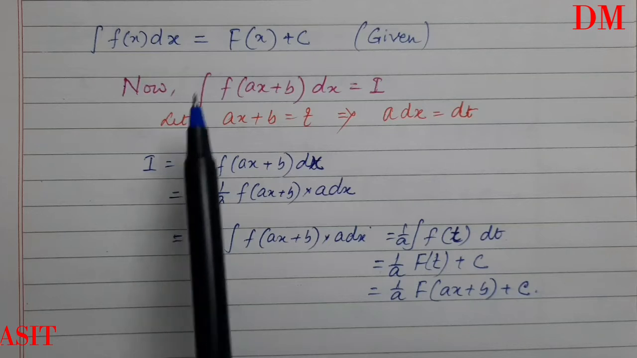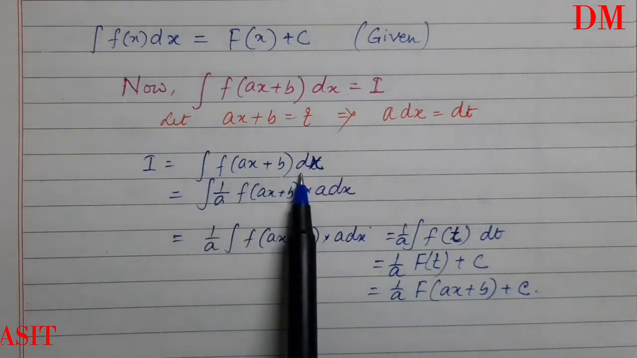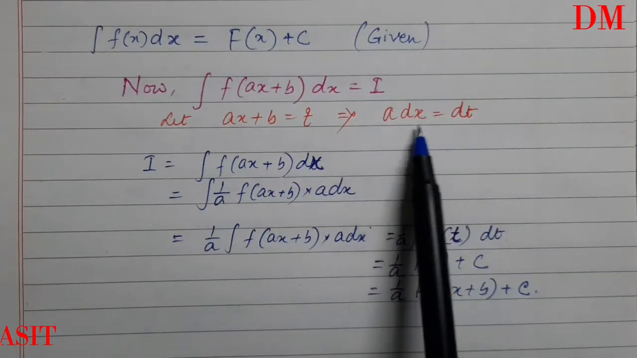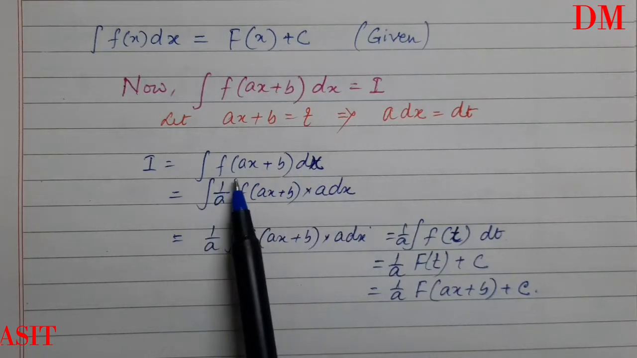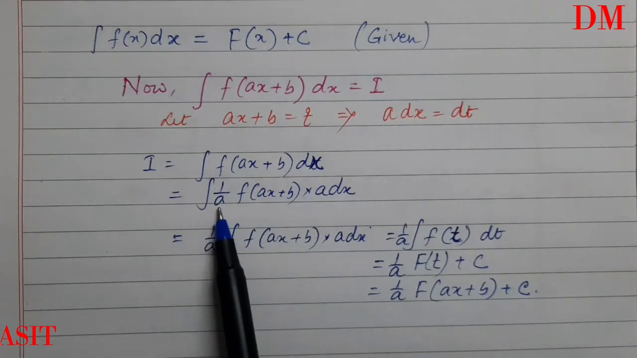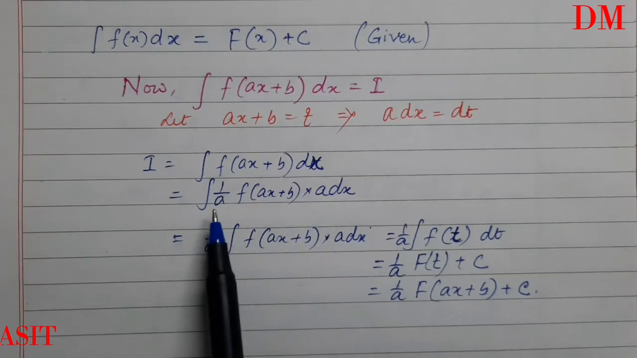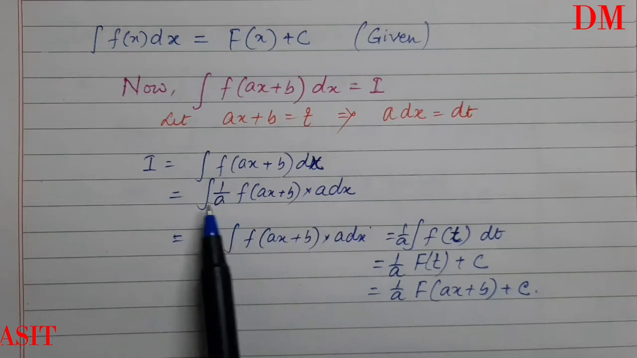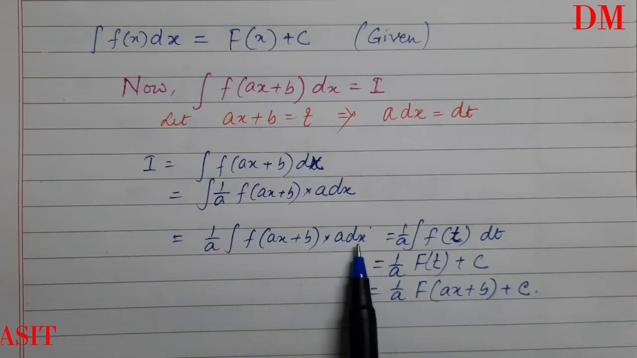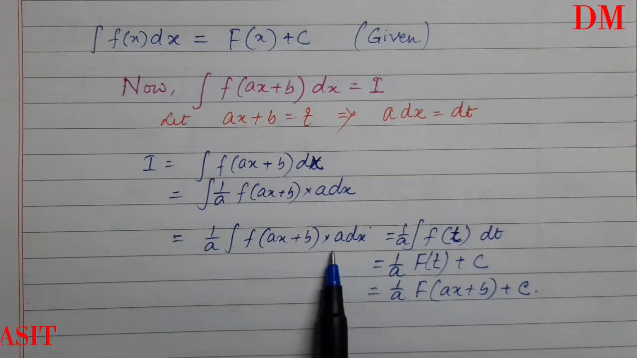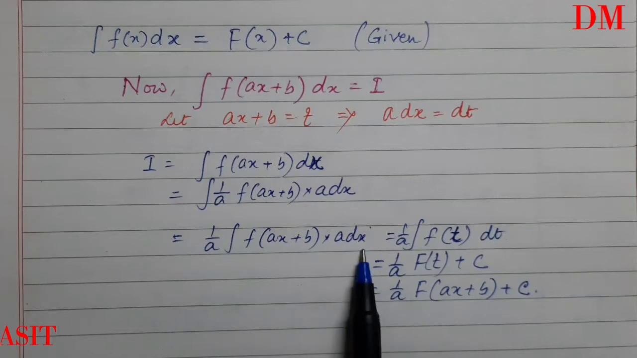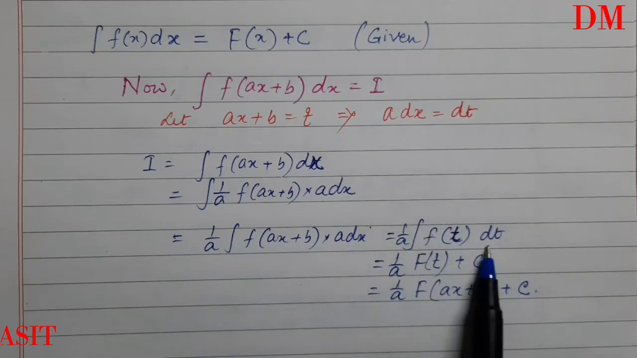Now again I come back to this integration. I equals integration f(ax plus b) dx. Now we need a dx there, since a dx will be equal to dt. So for that we need to multiply and divide by a. So I have divided by a and multiplied by a. So we can write 1 by a times integration f(ax plus b) into a dx. Now we can bring that 1 by a outside of this integration since it is a constant. Now we are making the substitution, that is a dx is dt. So I have substituted dt here.